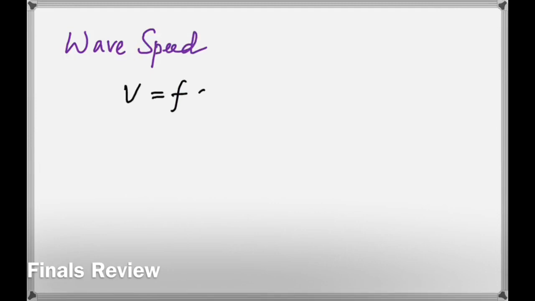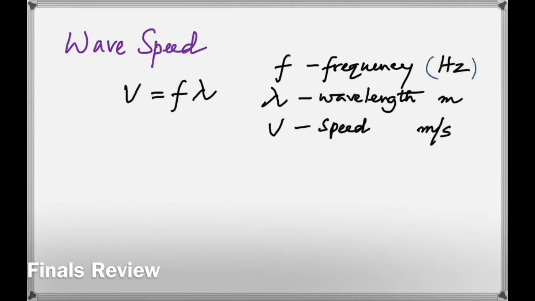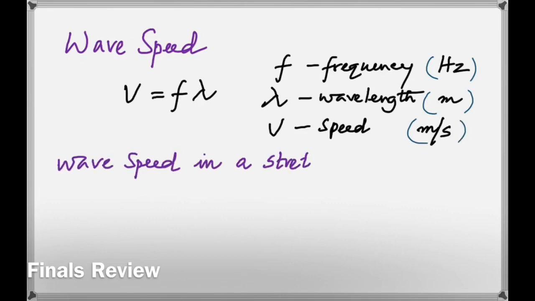Wave speed. Velocity of a wave is the product of frequency and wavelength. Lambda is wavelength, f is the frequency. That's how you calculate the speed. Frequency is in hertz, wavelength is in meter, and speed is in meter per second.